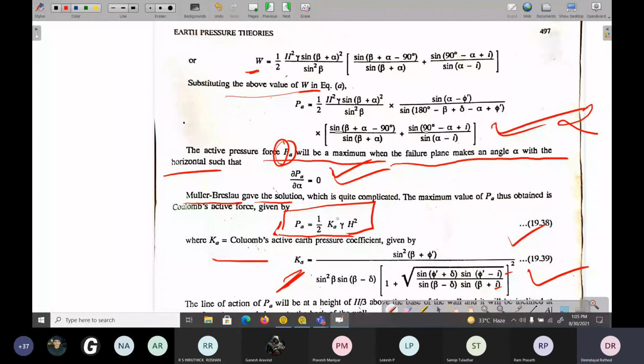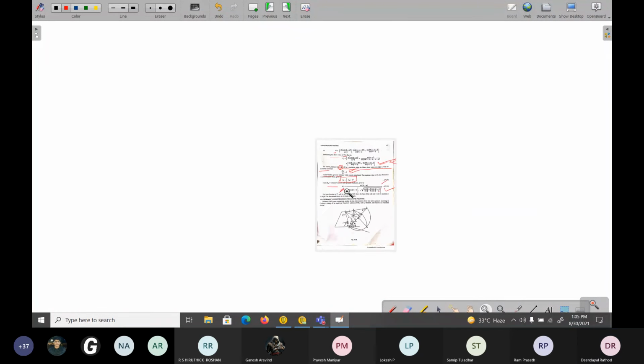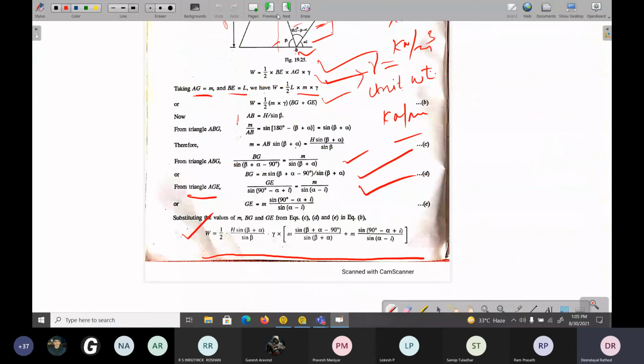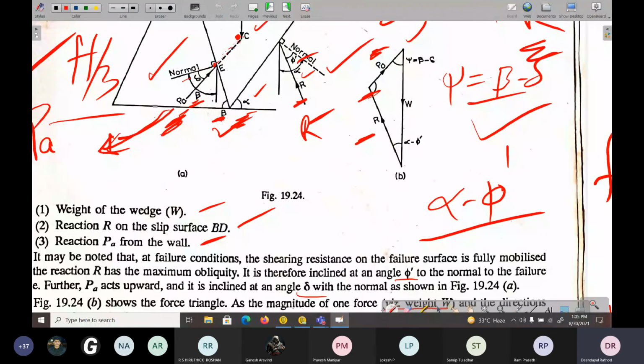So where it will act, at H by 3. That's what it is given. So the line of action of the PA will be at H by 3 above the base of the wall. It will be inclined at an angle of delta from the back of the wall. So this particular force would act with a delta to the normal at H by 3.